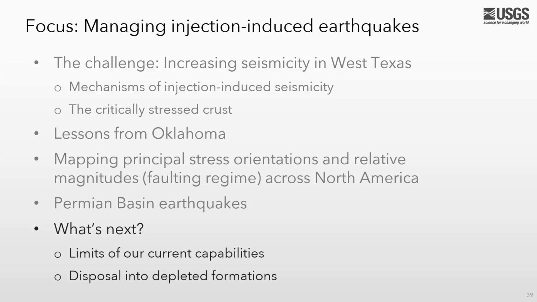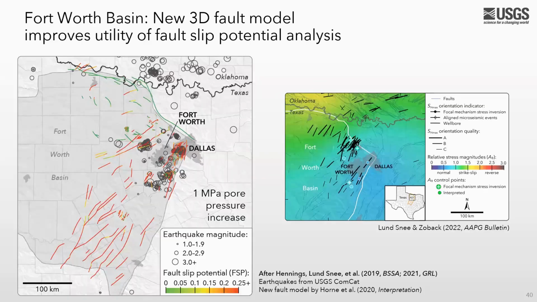Okay, so to wrap up, I want to talk about where we go from here, and part of that is acknowledging our limited capabilities in some ways, which I've alluded to a few times. The Fort Worth Basin, I think, shows us a very nice example of both what we are able to do well and what our limitations are these days. As you probably know, there was an increase in seismicity in the Dallas-Fort Worth area, shown by these gray circles, and then it has mostly declined, and that's mostly over now.